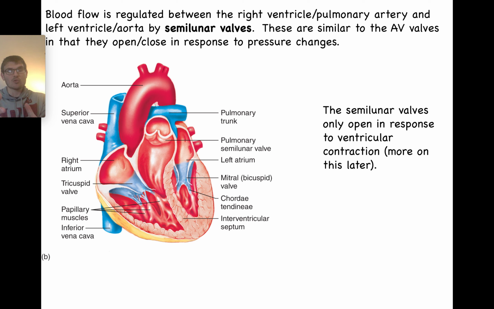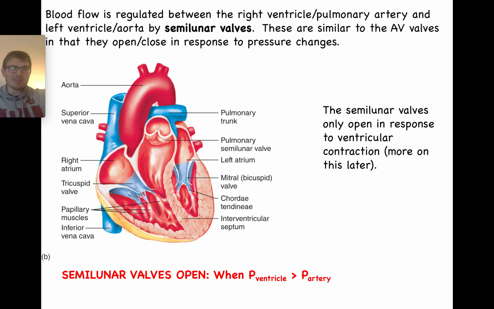So when that cardiac muscle around the ventricles contracts and squeezes the blood to pressurize it, that increase in pressure is going to be what forces those semilunar valves open and allows that blood to be ejected out into either the pulmonary circuit or the systemic circuit.